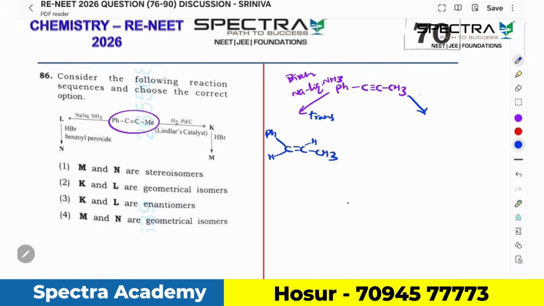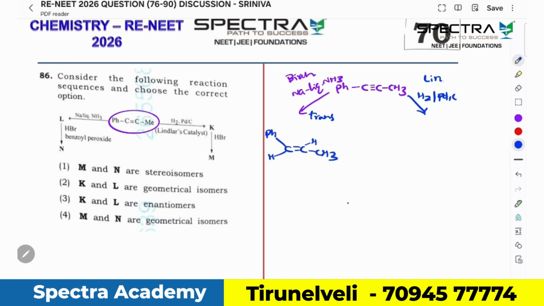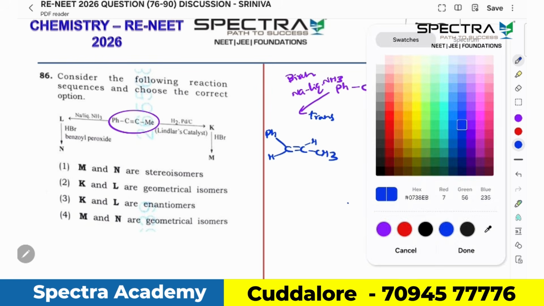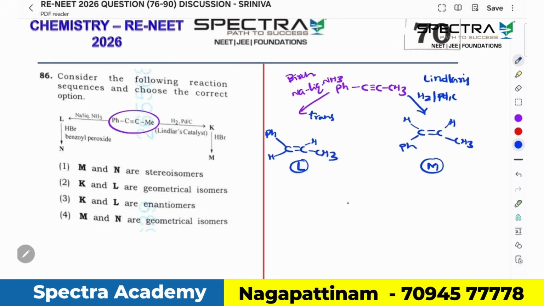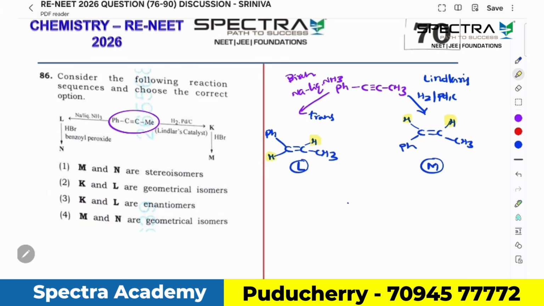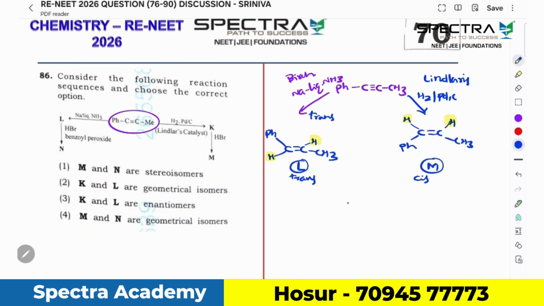Now this one is Lindlar's catalyst. Lindlar's catalyst undergoes cis addition to form the cis alkene, with hydrogens on the same side, Ph and CH3. This is compound L, and this is compound M. One is cis, same side addition, and one is trans, opposite side addition. So this is called cis and this is trans. These are stereoisomers or geometrical isomers.